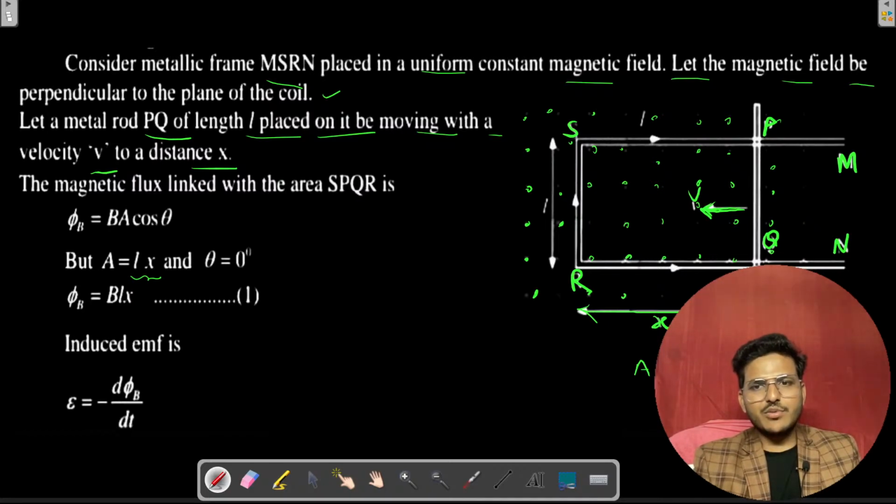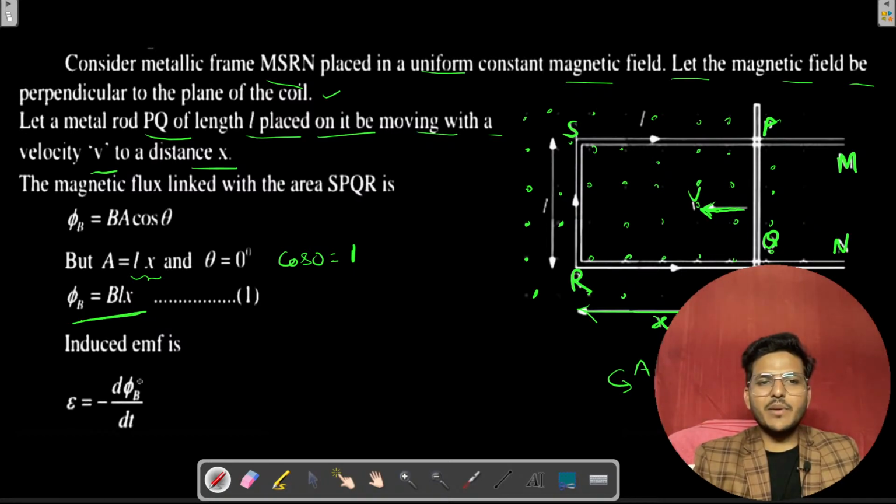And theta equals 0. A is basically area, L is length, and x is basically displacement, right? So length into width, that's why it's called area. Now cos theta, I'm talking about cos 0 is 1. So this is BLx.